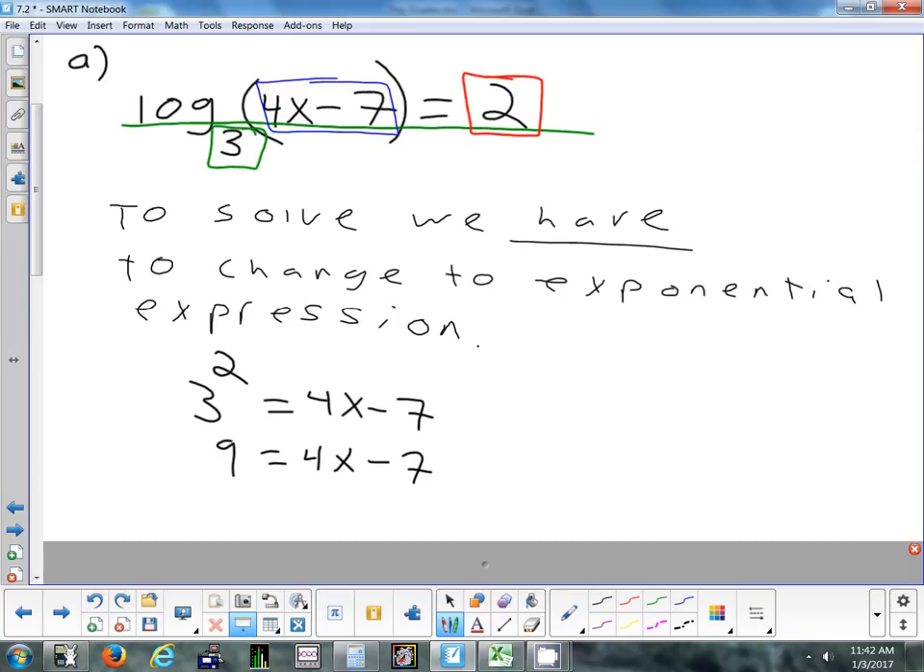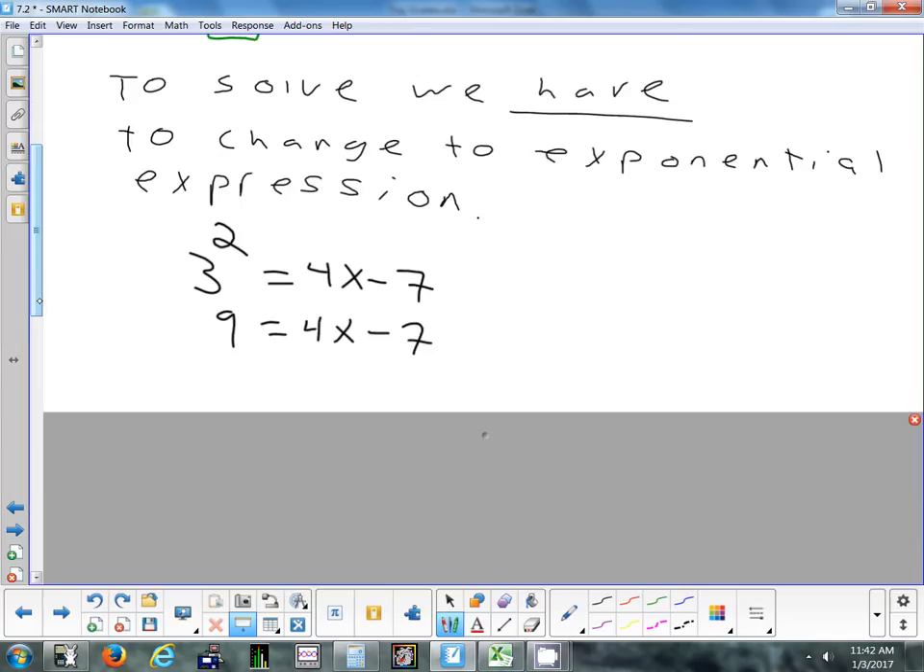Why did you decide to add the 7? Why not move the 4 first? You just picked it? Anybody know why? You do have to do the 7 first. Why can't you do the 4 first? Yeah, Sonny? Exactly. It's the number that's attached to the variable. Okay? You always do the number that's attached to the variable as the very last thing.